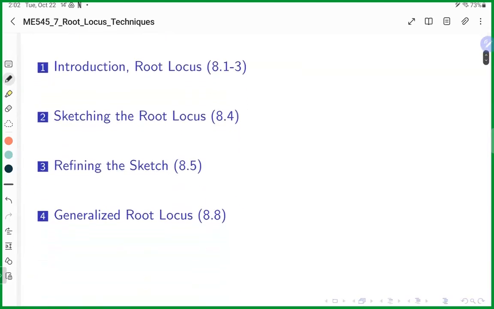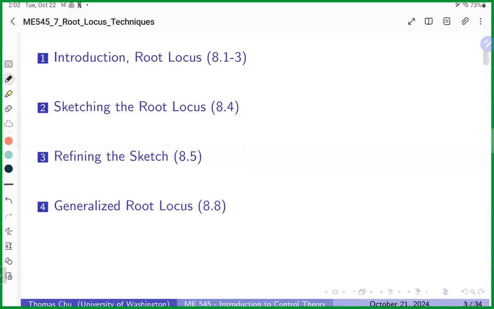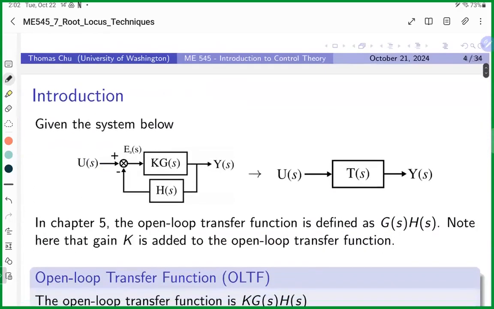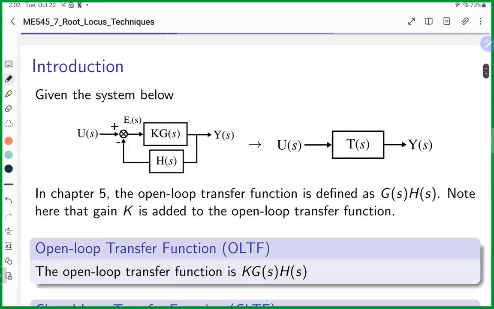So we're going to go through the introduction of chapter 8, then talk about how to sketch the root locus, then refining the sketch, and then we'll talk about generalized root locus, chapter 8.8. Start with the introduction and some definitions. Given the system below, note here that we pull the gain out of G, so G now has unity gain. We pull the K out, where G of 0 is equal to 1. That's the purpose.